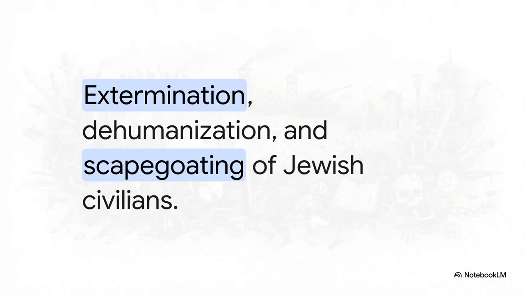Meanwhile, around the same era, during the First Crusade in 1096, we see crusading mobs attacking Jewish communities in cities like Mainz, Worms, Cologne, and Speyer. Mobs murdered entire families, destroyed synagogues, and forced mass conversions. Thousands of people died. It's one of medieval Europe's clearest, most brutal examples of religiously motivated extermination and scapegoating.